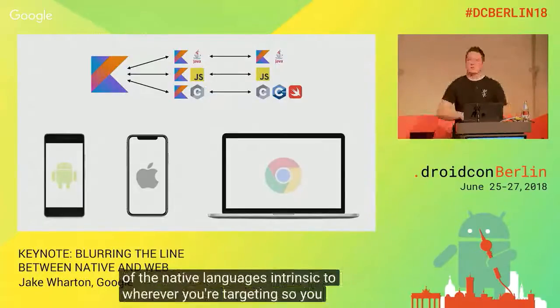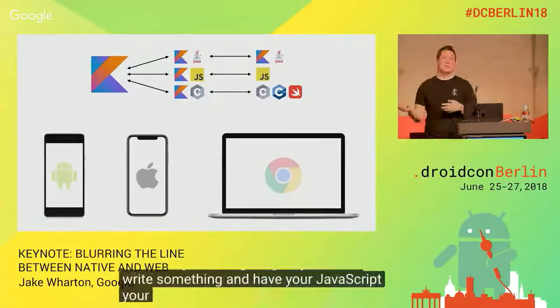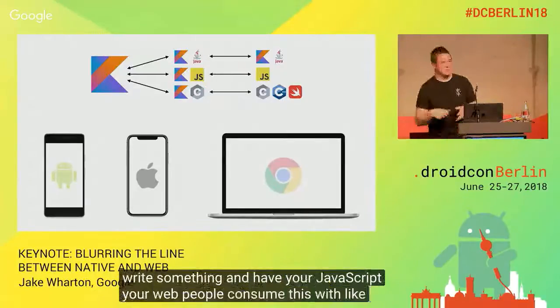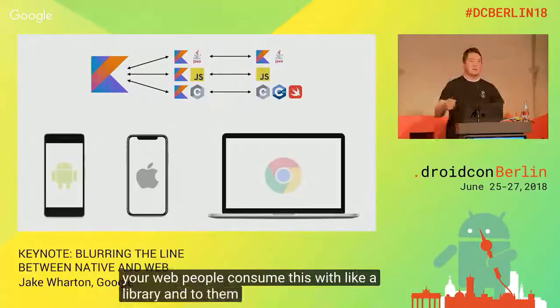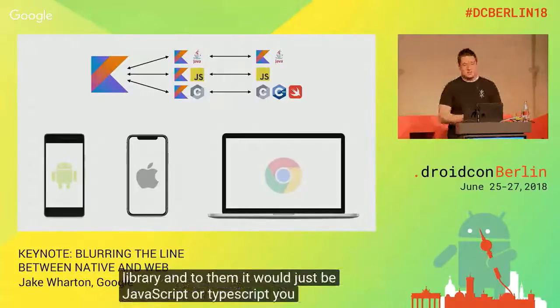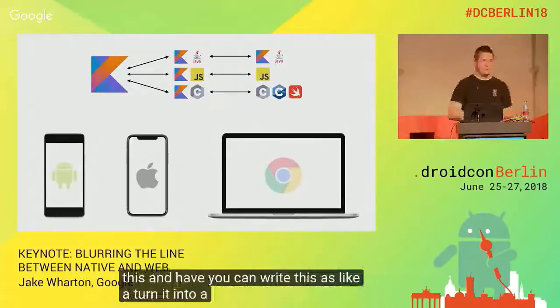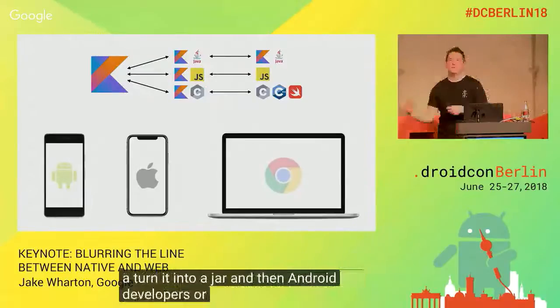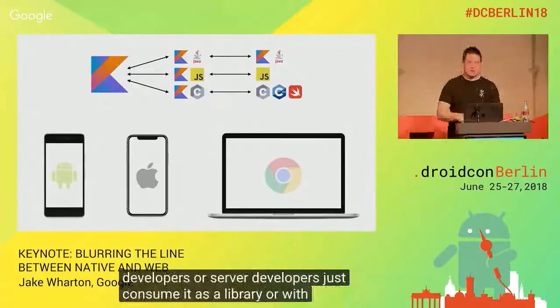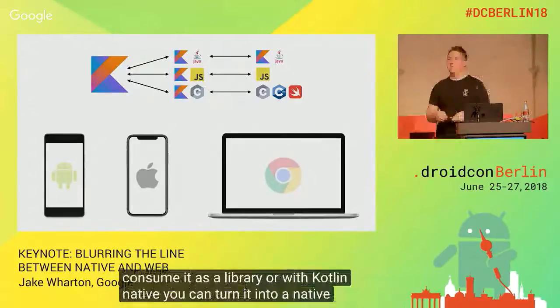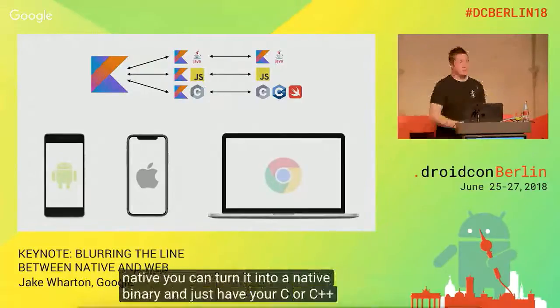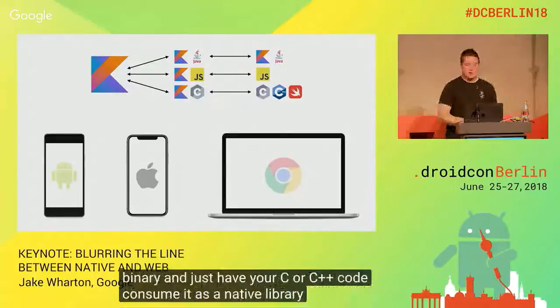So you could write something and have your JavaScript, your web people, consume this with a library. And so then it would just be JavaScript or TypeScript. You can turn it into a jar, and then Android developers or server developers just consume it as a library. Or with Kotlin native, you can turn it into a native binary and just have your C or C++ code consume it as a native library.